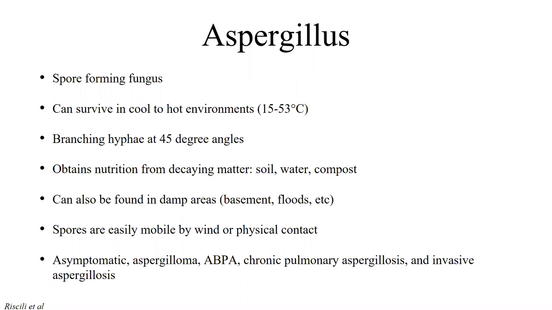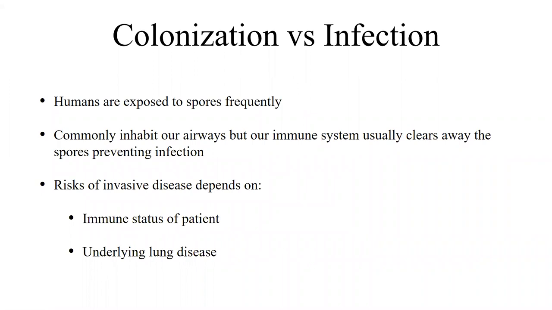So colonization versus infection. Humans are exposed to these spores pretty frequently, and colonization is not uncommon. But our immune system usually works to clear away the spores, preventing any kind of infection or localized inflammation. And like I mentioned before, the risk of invasive disease infection depends on the immune status of the patient and underlying lung disease.